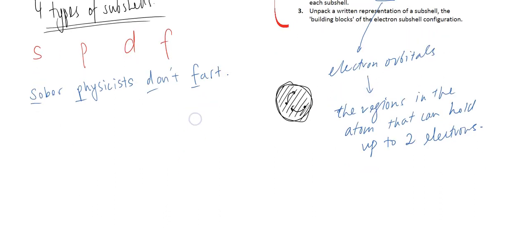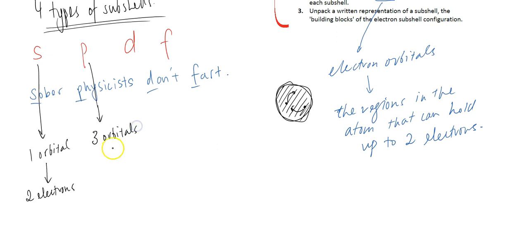Okay, so the S subshell has 1 orbital. And if you know that 1 orbital holds 2 electrons, then the S subshell can only hold 2 electrons at maximum. Now a P subshell has 3 orbitals. So what's the maximum number of electrons a P subshell can hold? That will be 6 electrons. Notice how there's a difference of 2 in the number of orbitals of the S subshell and the P subshell.